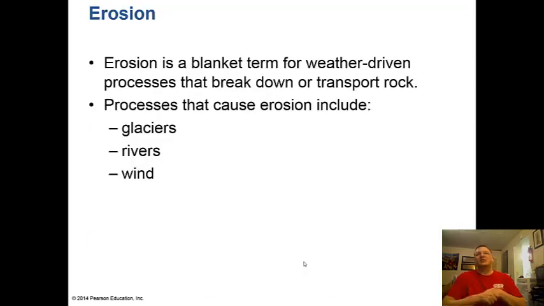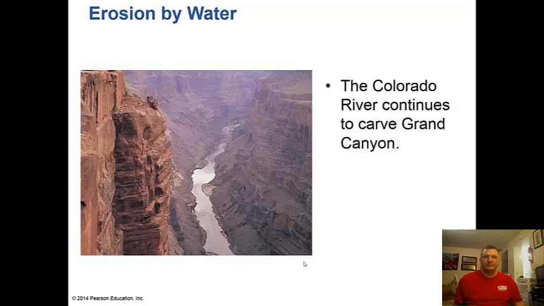We also have erosion. This is a blanket term for weather-driven processes that break down or transport rock. And these erosion processes can include glaciers, rivers, and wind. Here's the Colorado River and the Grand Canyon.